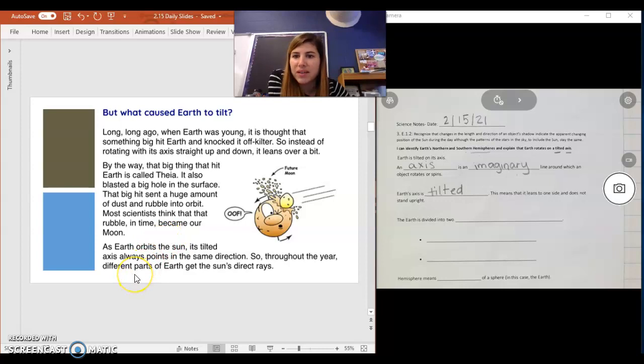So as Earth orbits the sun, its tilted axis always points in the same direction. So throughout the year, different parts of the Earth get the sun's direct rays.